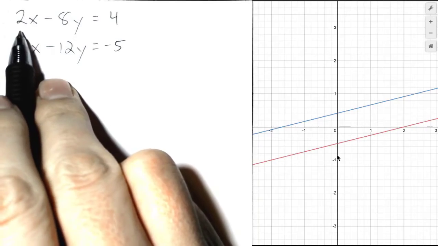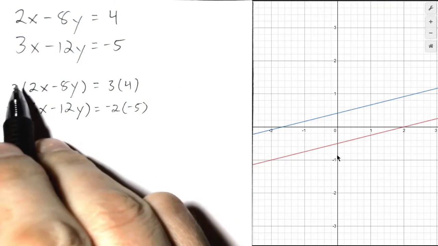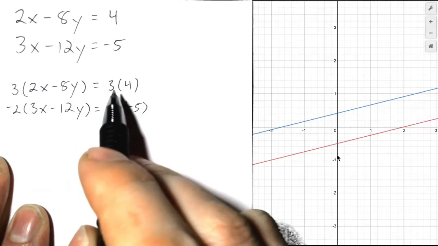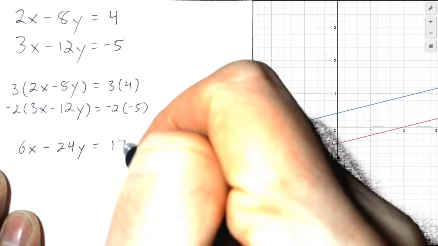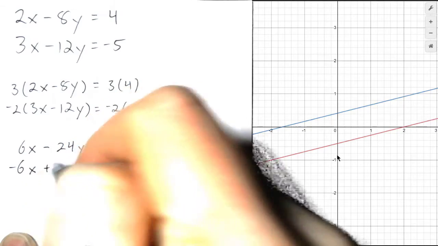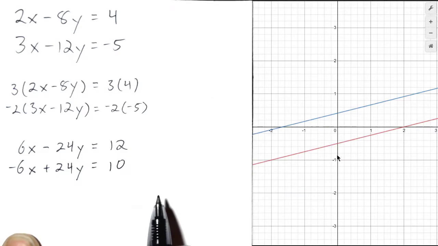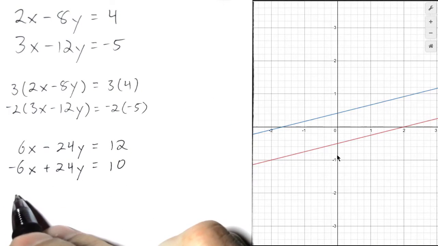So like I said, I'm going to multiply the first equation by 3. Let's see what we get. And I'm going to multiply the bottom equation by negative 2. Okay, now I'm going to simplify these. I'm going to distribute the 3 on the left and simplify what's on the right for the first equation. And I'm going to distribute the negative 2 across and simplify what's on the right for the second equation. Now, we've got these opposites, so now we add the two equations together.